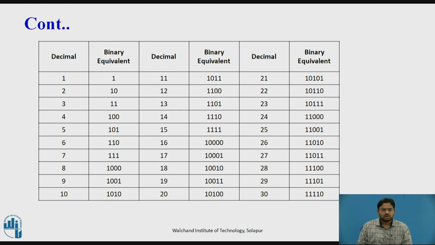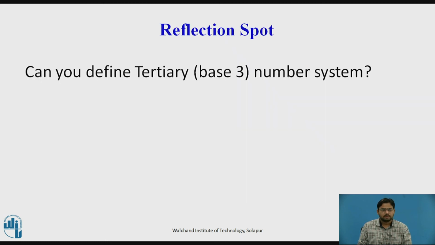So these are some conversions from decimal to binary, for numbers up to 30. 1 can be represented in binary as 1 itself, 2 can be represented as 10, and similarly 30 can be represented with 5 bits, that is 11110. So these are the binary equivalents for the given decimal numbers. You can also convert vice versa: if the binary number is given, you can convert it to the equivalent decimal number.